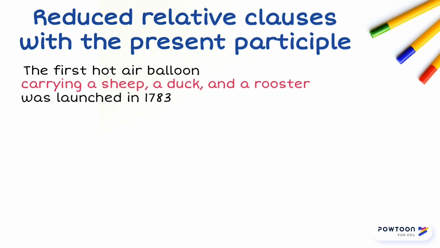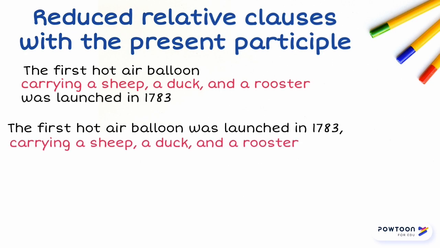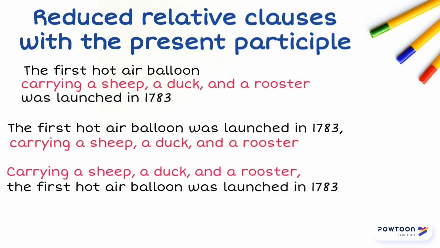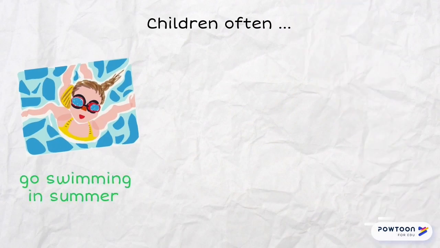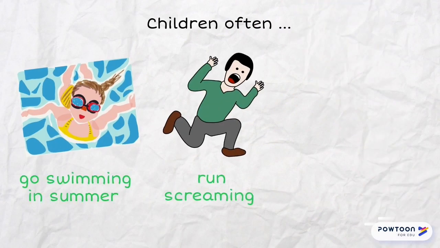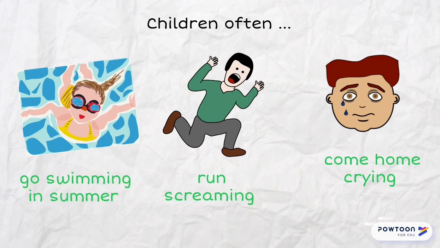In the middle, like in the original sentence. At the end of the complex sentence. The first hot air balloon was launched in 1783 carrying a sheep, a duck and a rooster, or at the beginning of the sentence. Children often go swimming in summer, run screaming, and come home crying.